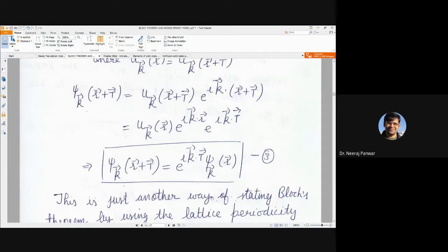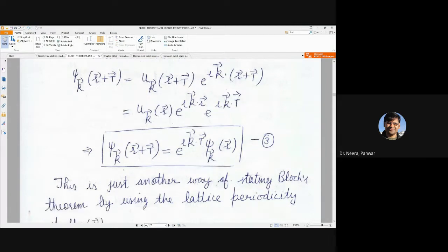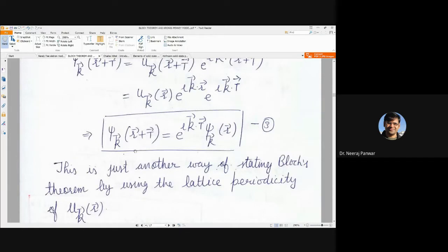And this is also another way of telling the Bloch theorem, that if we have any wave function and we translate it by a translation vector, it should be of the form e to the power i k dot t times psi k r. This means that the wave function also has the periodicity of the underlying lattice, and the wave function can also be expanded in terms of a Fourier series, as we will see shortly.